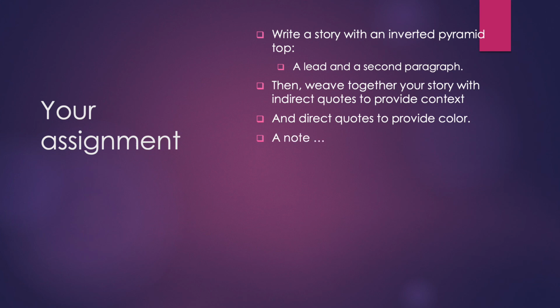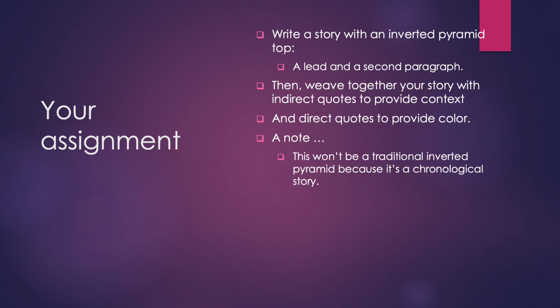Now here's a note. I wanted to make sure that you understood this too. It's not going to be a traditional inverted pyramid because it's a chronological story. It would really be kind of odd for us to try to pick out most important to least important. And that's not unusual in news reporting. When you have a story that has some chronology in it, it makes sense to follow that chronology, right? But the top is inverted pyramid so that we can let people know right away what happened. If the person wants to continue, then we can tell them the rest of the story.